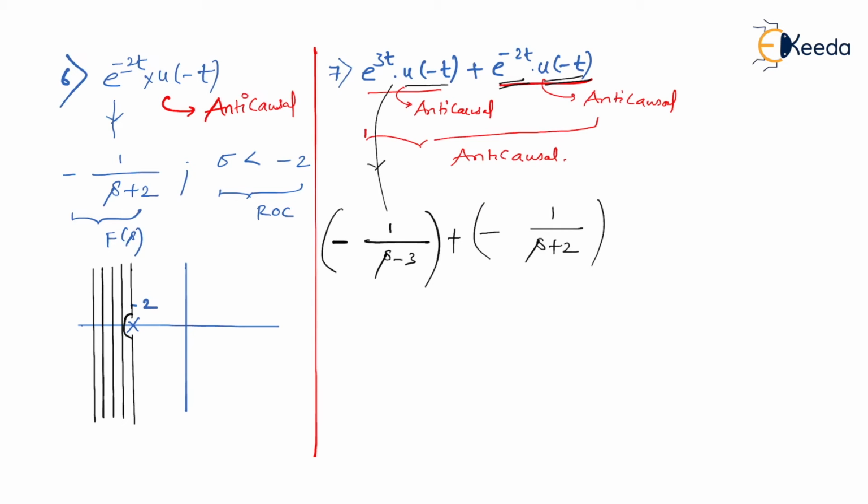Am I right? Now let us see their respective ROCs. So ROC is always related with the pole, or it is bounded by the pole. Now for the first function, where is the pole? Pole is present at 3. Since it is multiplied with u of minus t, sigma will always have a lesser relation. So sigma lesser than positive 3, and here sigma lesser than minus 2, because minus 2 is the location where the pole is present over here.